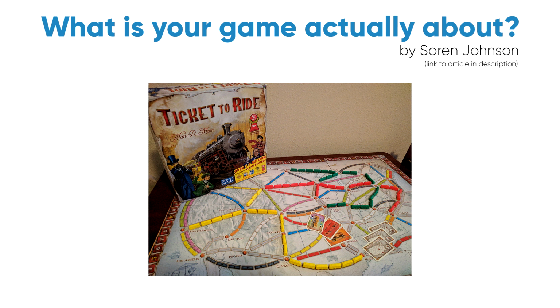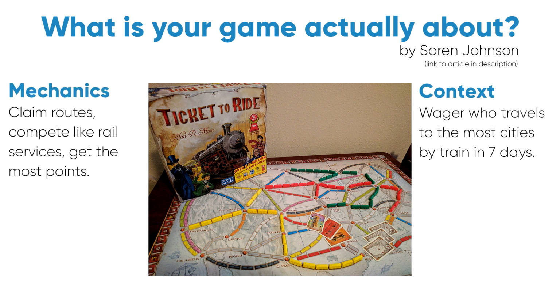There's a pretty famous article by Soren Johnson regarding mechanics providing meaning, that uses Ticket to Ride as the primary example. If you don't know Ticket to Ride, in short, it is a game about placing trains on railways, and the player who has the most successfully connected routes wins. So it feels like you play as different railway companies competing to provide the best rail service. But in the manual, the story is that all players are actual friends who have a wager regarding who will visit the most cities in 7 days.